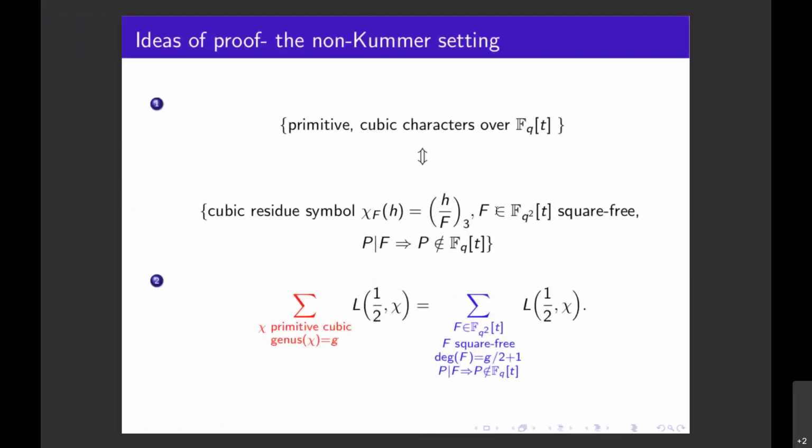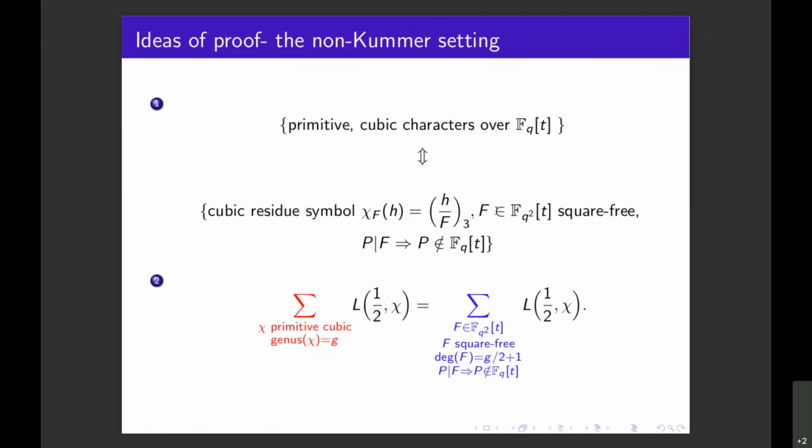Well, a natural question is, what do these cubic characters over Fq[t] look like when q is congruent to 2 mod 3? So we don't have the cubic roots of unity. It turns out that we can actually express these primitive cubic characters in terms of the cubic residue symbol in a quadratic extension of Fq[t]. So we can express them in terms of the cubic residue symbol chi_F corresponding to a polynomial F in Fq squared [t], which is square free, and has the property that it doesn't have any prime divisor which is in Fq[t]. So all the prime divisors of capital F are in Fq squared.